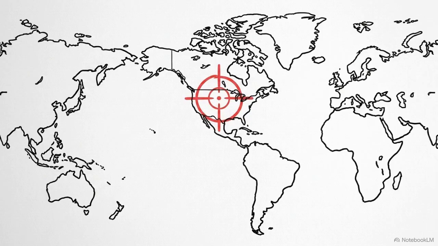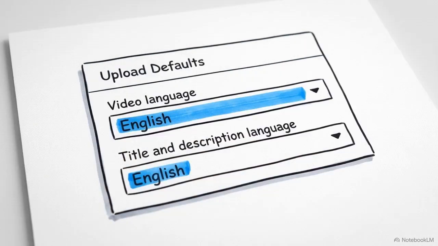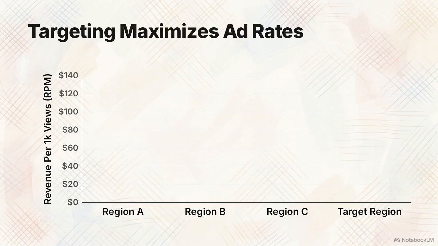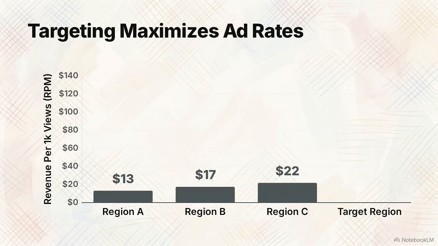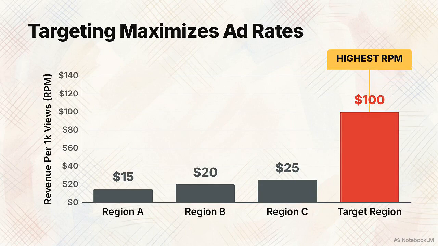Step 1 is setting up the geographic target. Inside YouTube Studio settings, you must change your channel's country of residence to the United States. Next, go to your upload defaults and set both your video language and your title and description language to English. This ensures your content is served to an American audience. Proper geographical configuration is a technical requirement for this model. This setup directs your content to viewers in regions where advertisers pay the highest rates per 1,000 views.